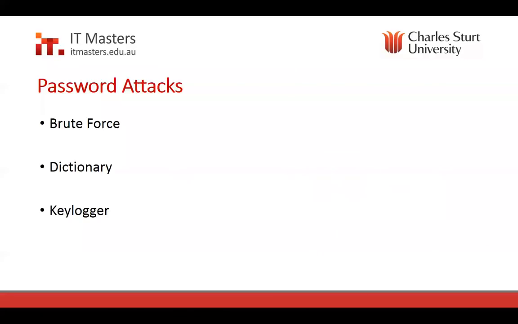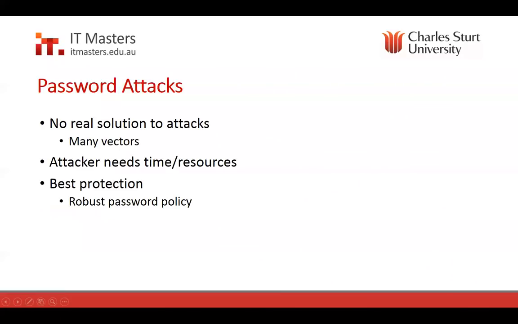And of course, the best defense against these is a good password policy, which I think is on the next slide. So there's no real solution to password attacks, not really, because there's too many different vectors, there's too many different ways in. Could be as simple as a valid password attack, maybe looking at someone's password that's written on a post-it note that's stuck to their screen. It could be just shoulder surfing and seeing what they're doing as they're typing it in. There's too many different ways.